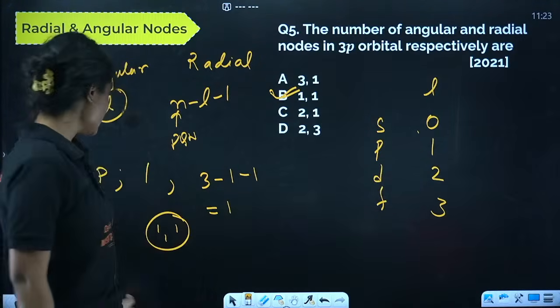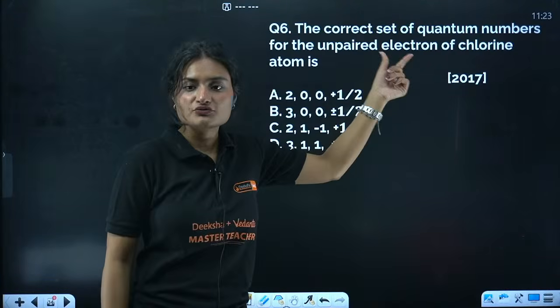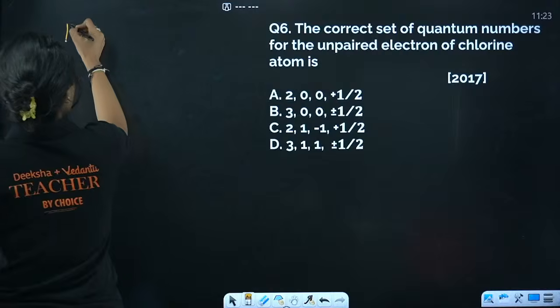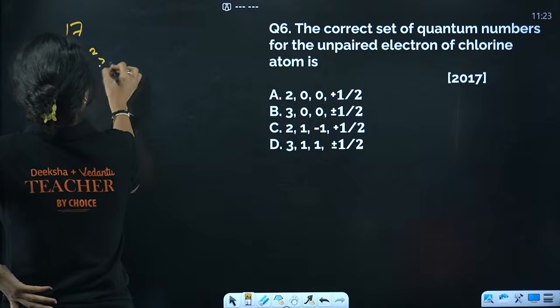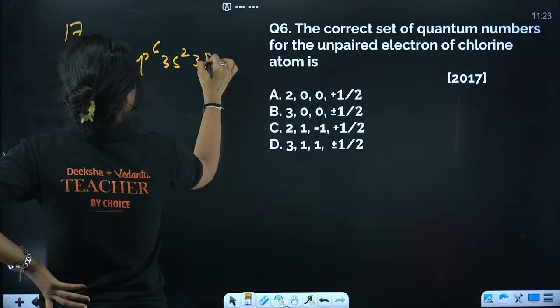Okay, good. Next question. The correct set of quantum numbers for the unpaired electron of a chlorine atom. So chlorine has atomic number 17, right? 1s2, 2s2, 2p6, 3s2, 3p5.